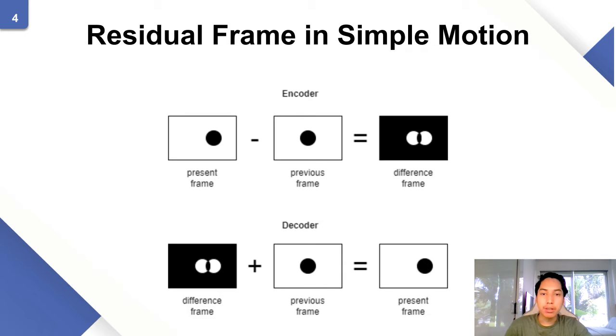In a video encoder, the present frame will be subtracted with the previous frame and it produces the difference frame. In the video decoder, the difference frame will be added with the previous frame and it produces the present frame. Couldn't we just take the original frame instead of using the residual frame? We could, but the residual frame has much less information and it is highly compressible, so it can minimize the video size.